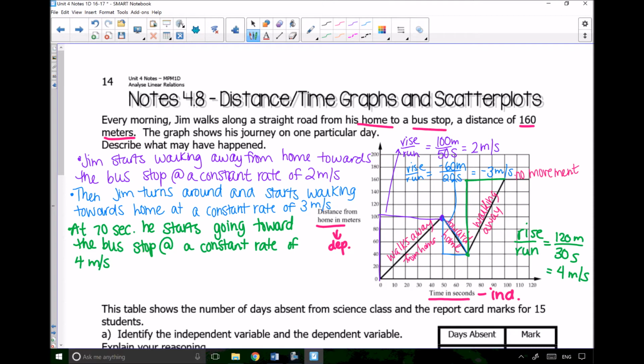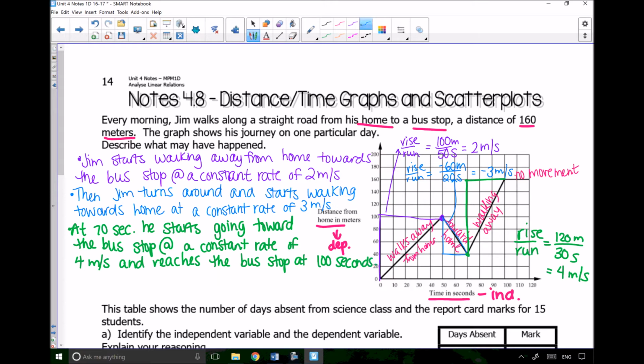And it's really important that you guys are aware that he actually reaches the bus stop at a time of 100 seconds.